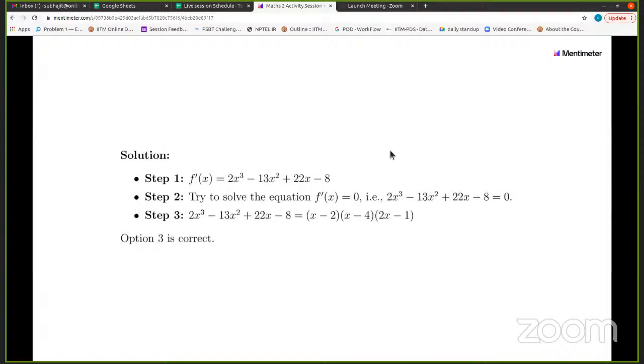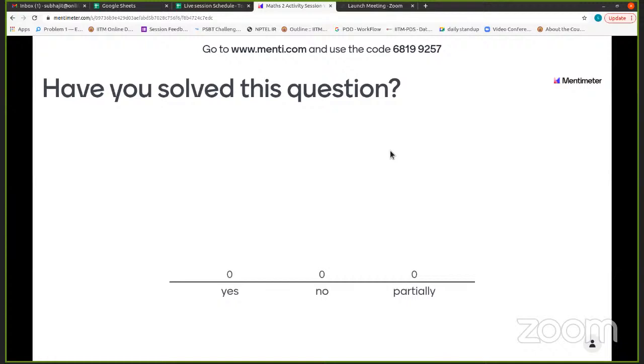Okay. So have you solved this question? Can you give this? This will help us to create data.